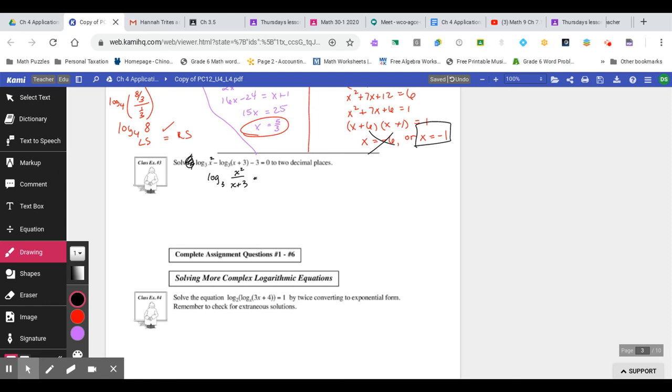I'm going to take this 3 and move it to the other side. So I'm going to add it to both sides and make it a 3 on the right. There. Now I have a log of stuff being equal to 3. And now I can go base to the exponent equals the other stuff. So here I go. Here's my base. Here's my exponent. Cross multiply.